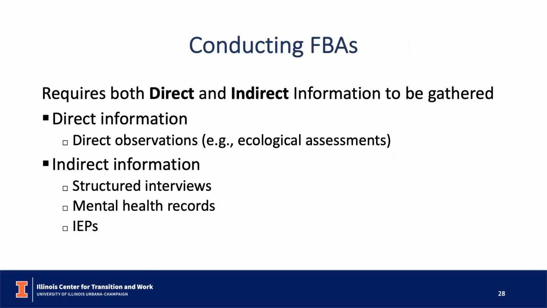And so to conduct an FBA, it requires you to collect both direct and indirect information. Direct information is usually gathered through direct observations, like what we just talked about, ecological assessments. And indirect information can be through structured interviews, mental health records, and the student's IEP.